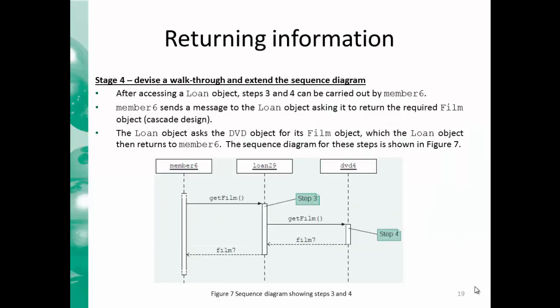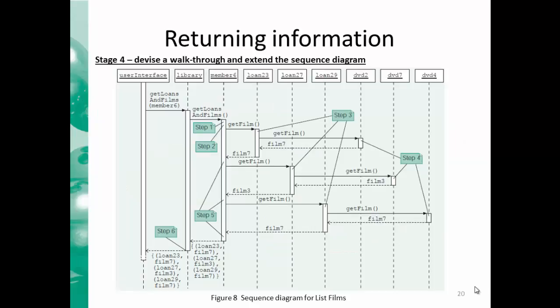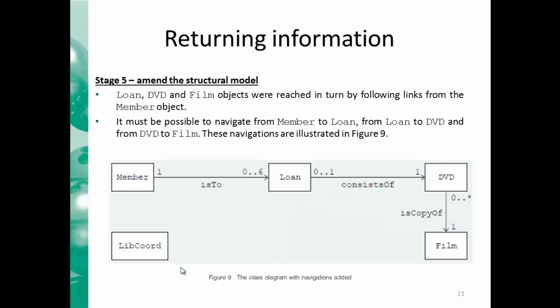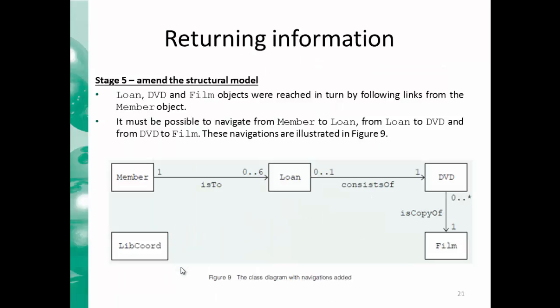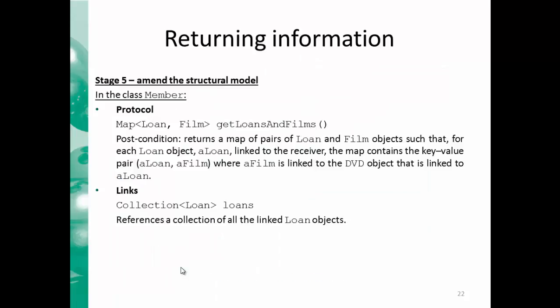This will be shown in the following complete sequence diagram. You see that member6 is talking to its loans, and the loans are talking to their DVDs to be able to collect information about loans and DVDs that will be returned in step 6 for the user interface. Now, this sequence diagram, building it and completing it, will introduce more methods, including the coordinating method and the method within the core system, and also will introduce more links.